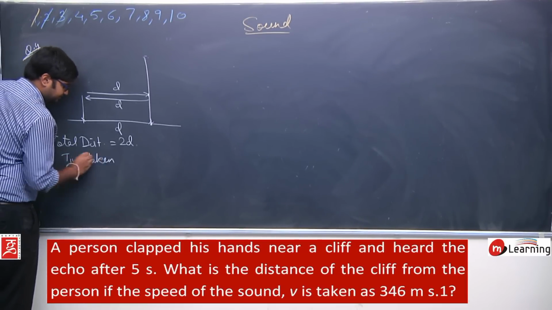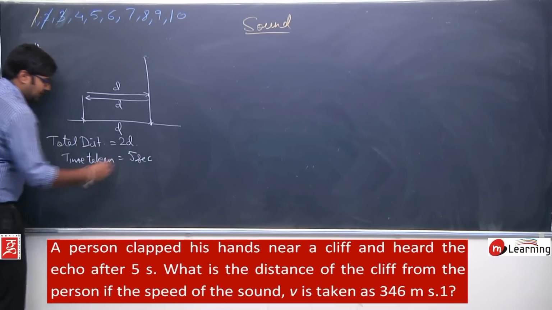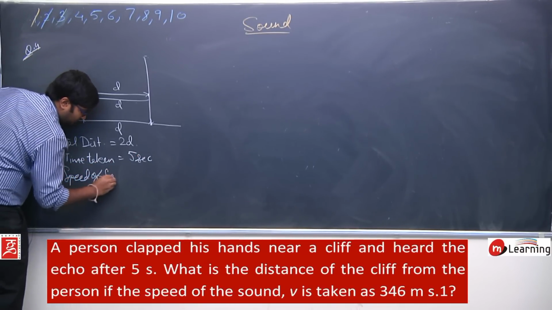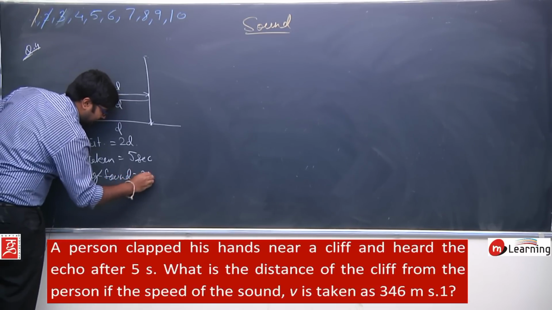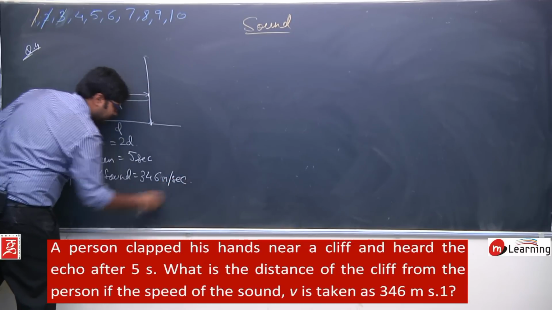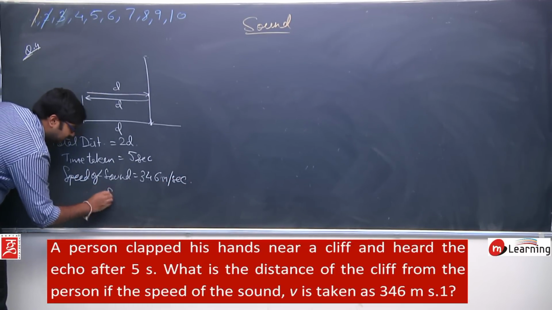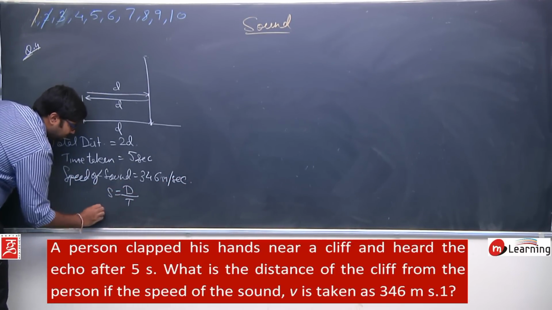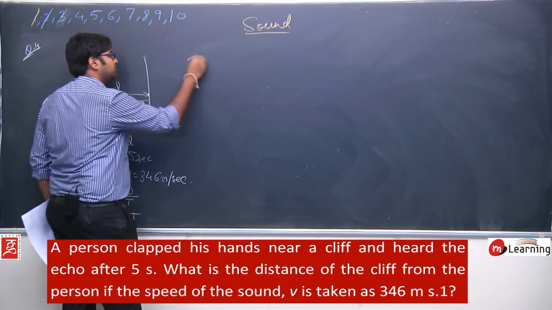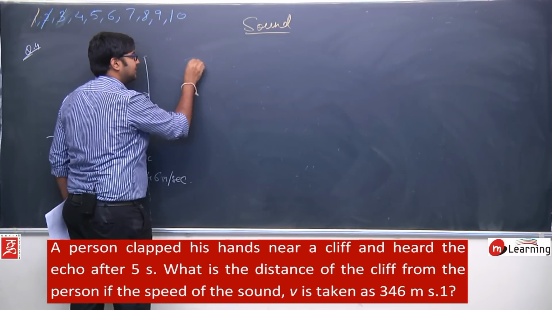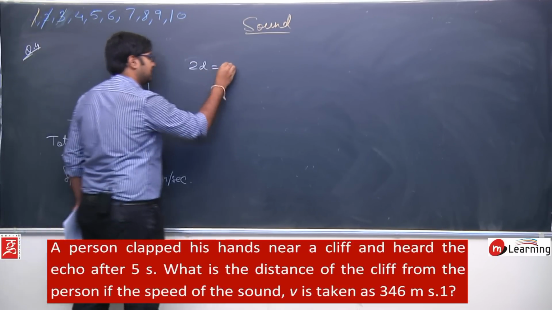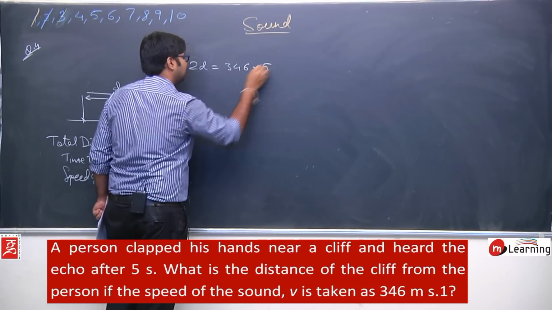The time taken by the sound is 5 seconds, and the speed of sound is given as 346 meters per second. So we can say that speed is equal to distance upon time, that is, distance is equal to speed into time. Now in place of distance I can write 2d is equal to speed, that is 346, into time, 5 seconds.